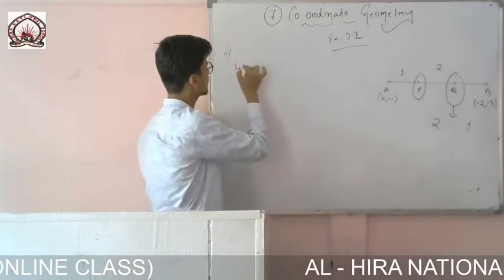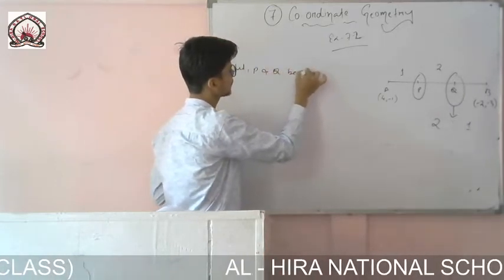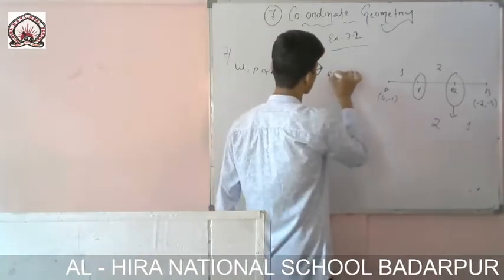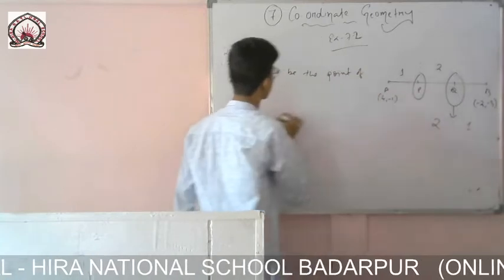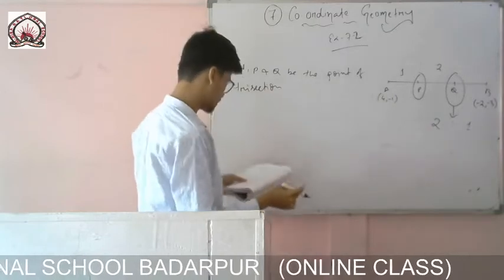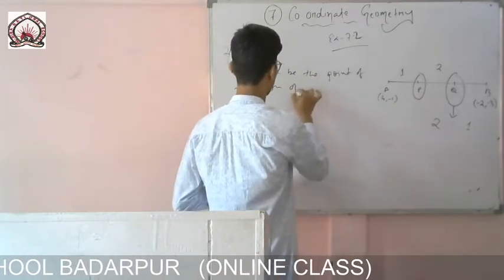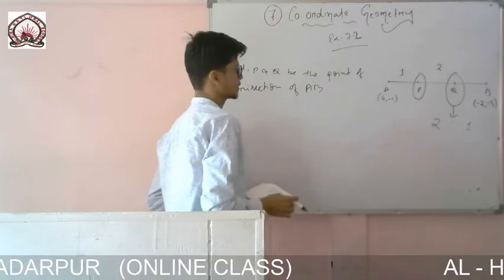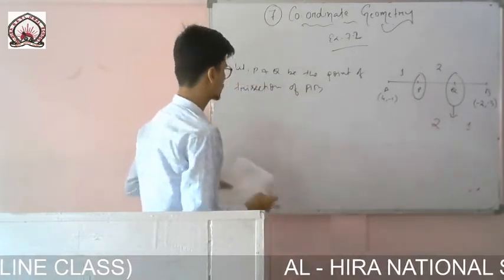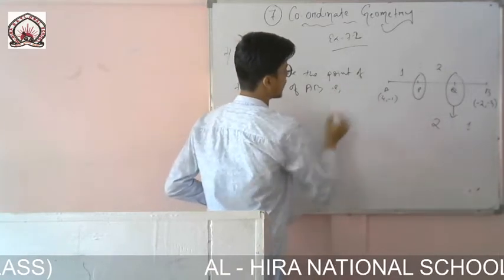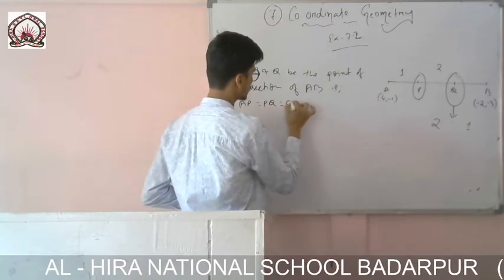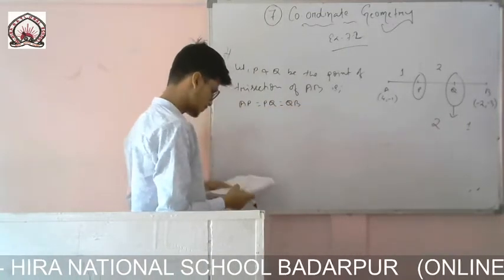So you write like this: let P and Q be the points of trisection of AB. So the line AB is divided into three parts. Okay, so P and Q are the points of trisection of this. So I can say that AP equals PQ equals QB. So these are the three parts and all of them are equal.